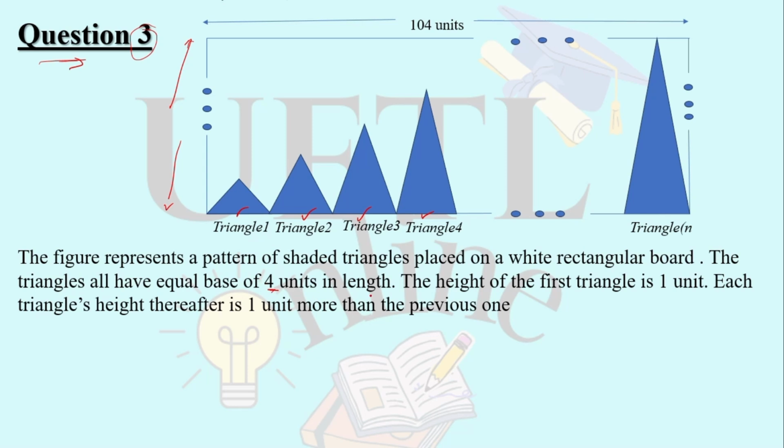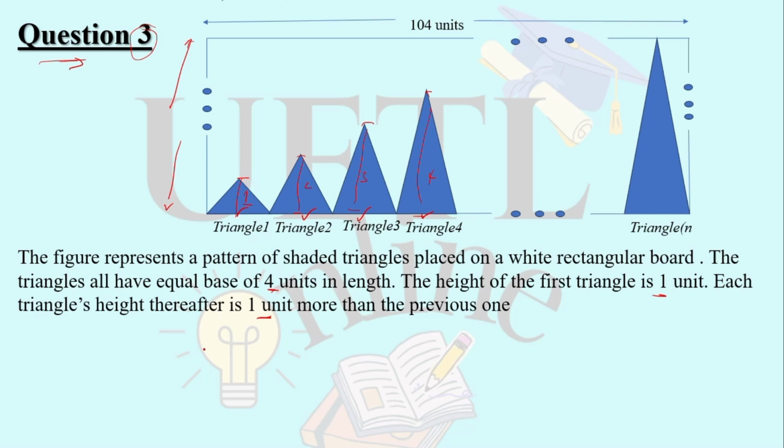The height of the first triangle is 1 unit. So this first triangle has 1 unit here. Then each triangle's height thereafter is 1 unit more than the previous one. This means that we're going to have 2 here, then 3 here, and 4 here. This is what we have with our information.